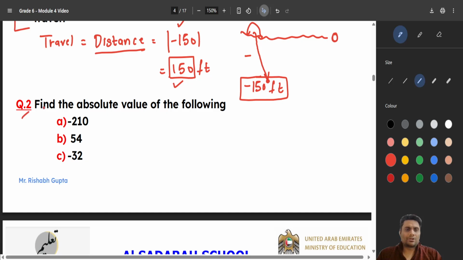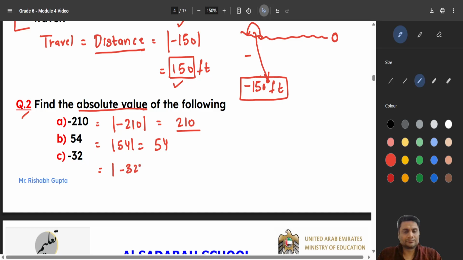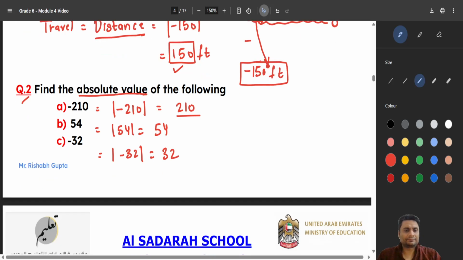Now, question number 2, find the absolute value of the following. Minus 210. How to find the absolute value? Put the number inside this absolute value symbol and it will simply make it positive. Absolute value of 54 will remain 54 only, because absolute value means change the negative into positive and the positive will remain positive only. Absolute value of minus 32 will be 32 only. I think this is clear.